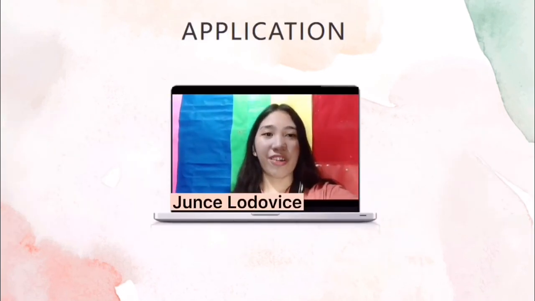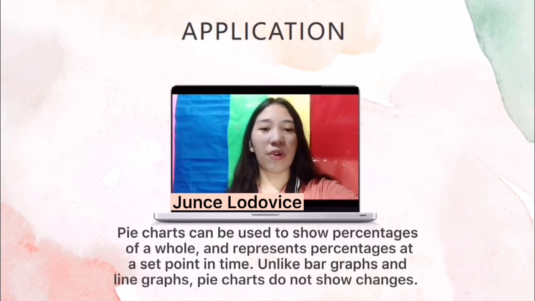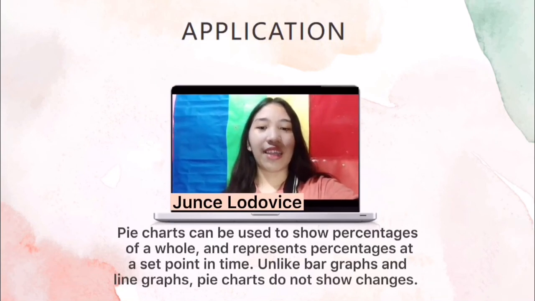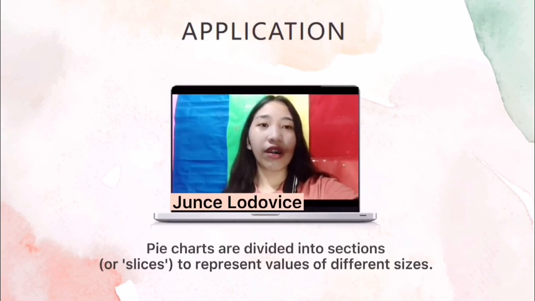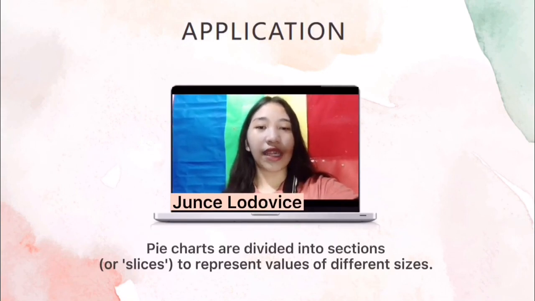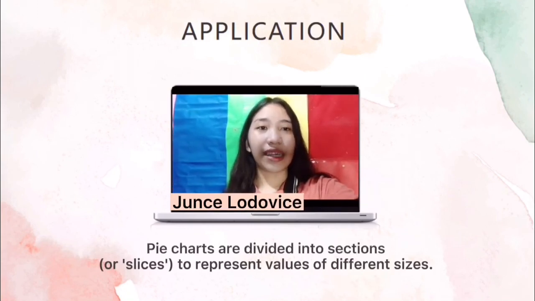What are the use and importance of a pie chart? Pie charts can be used to show percentage of a whole and represent percentage at a set point in time, unlike bar graphs and line graphs. Pie charts do not show changes. Pie charts are divided into sections or slices to represent values of different sizes.